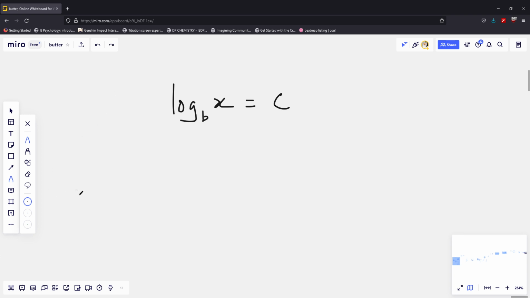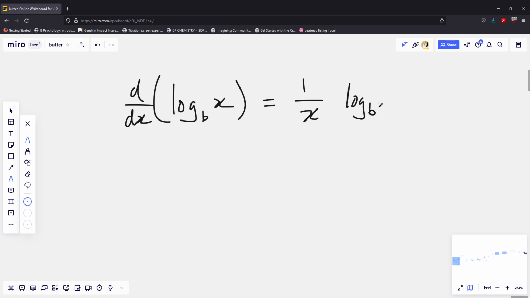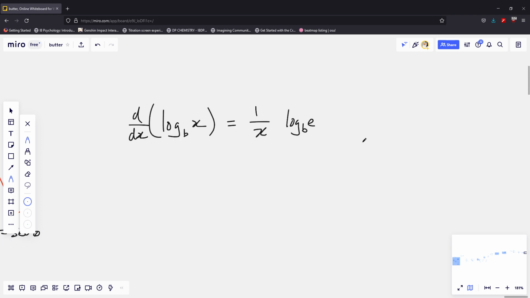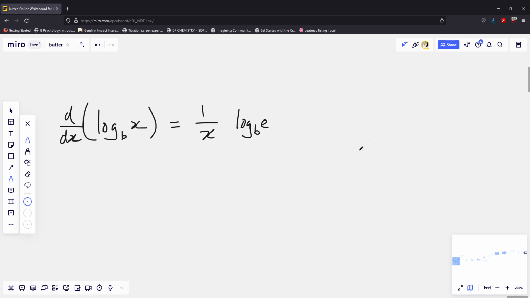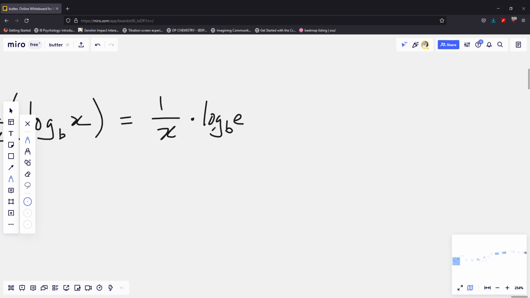How do we take the derivative of a logarithm? This is a different question. The rule for taking the derivative of any logarithm with base b is that it is equal to 1 over x times log base b of e. So e has shown up out of nowhere, and this is interesting because e kind of appears everywhere when you're dealing with logarithms. That's why the natural logarithm is base e.